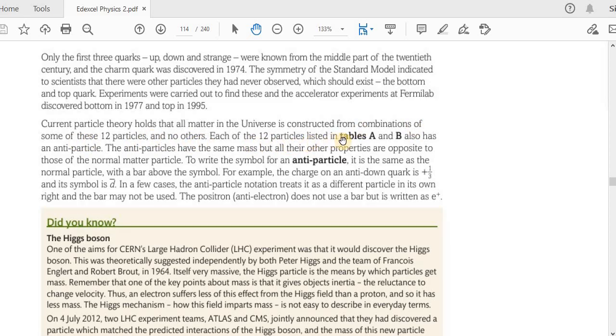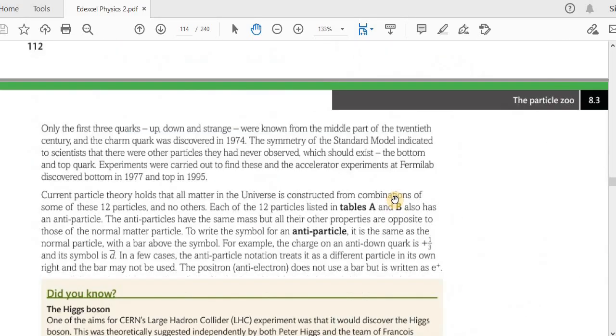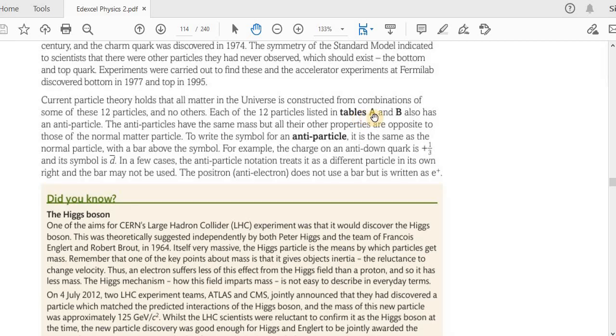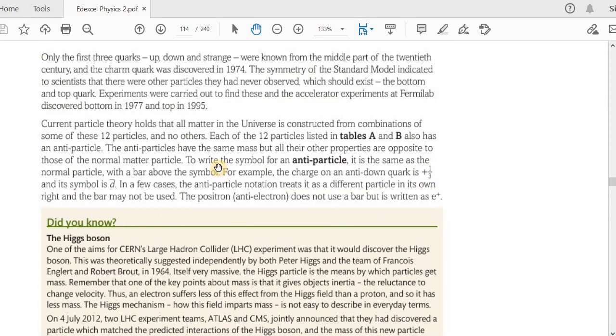Each of the 12 particles listed in tables A and B, okay, so you can see tables A and B, also has an antiparticle. The antiparticles have the same mass, but all the other properties are opposite to those of the normal matter particle. Now again, this was under the definitions also, right over here. Same sentence is there. To write the symbol for an antiparticle, it is the same as the normal particle with a bar above the symbol.